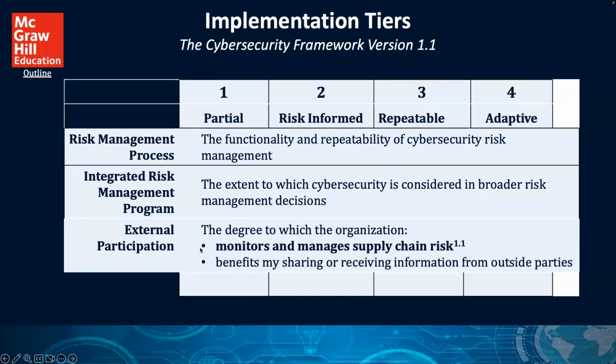For the implementation tiers, here we can be thinking about partial, risk informed, repeatable, and adaptive. And this is just some of the specifics that's also included in this type of development. So there needs to be a risk management process, and we need to be thinking about the integrated risk management program and the external participation that would be part of that.